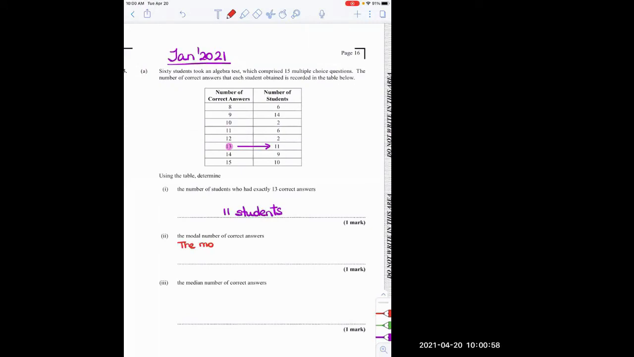The modal number is the number that corresponds to the highest frequency. Now, notice what I said. It is the number that corresponds to the highest frequency. It is not the highest frequency, okay?